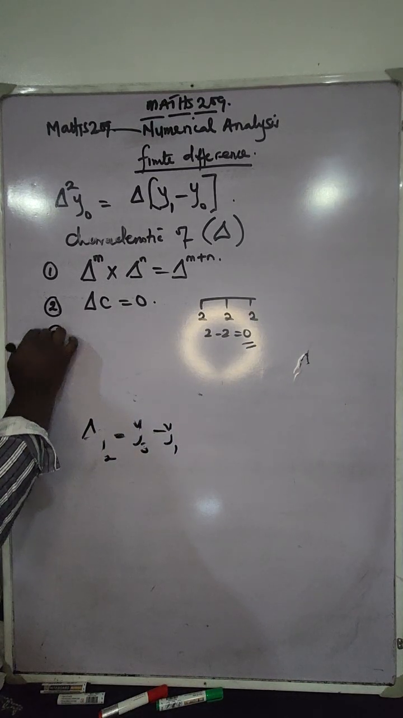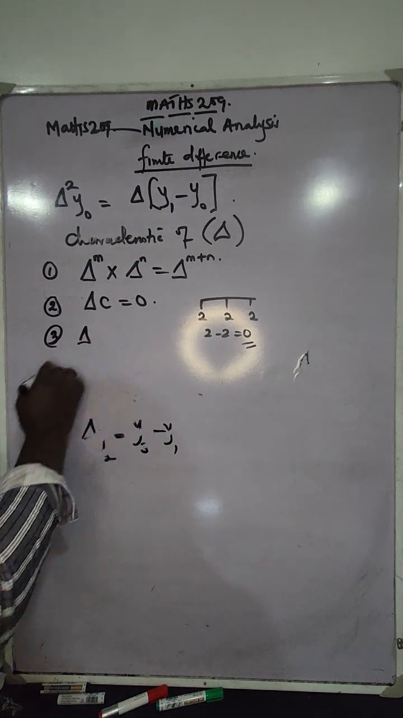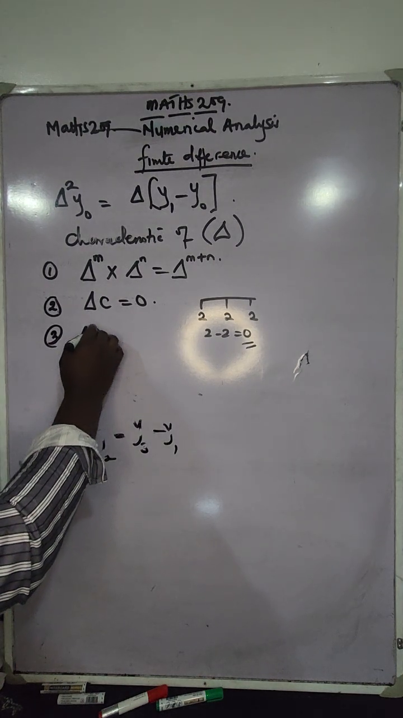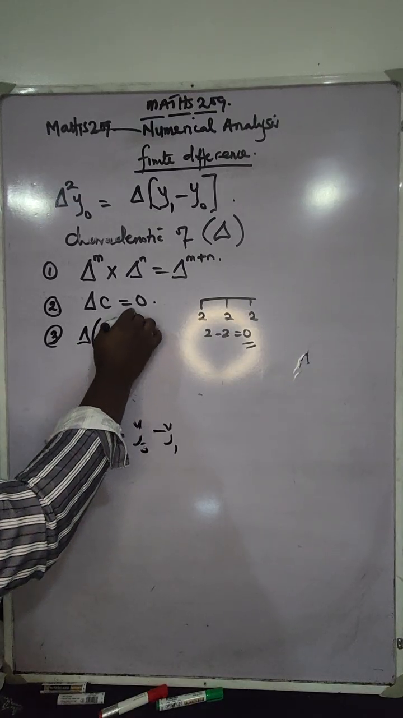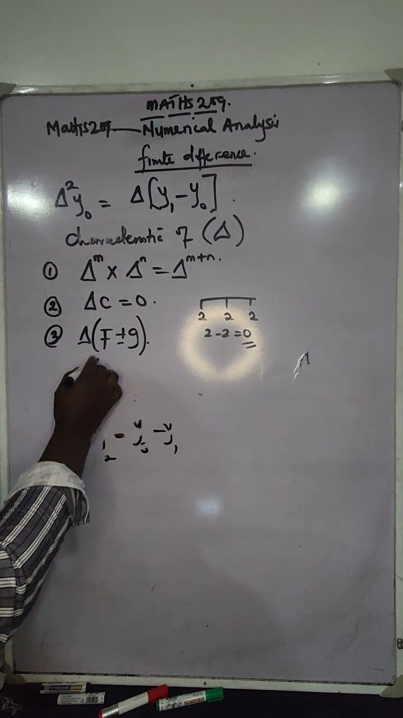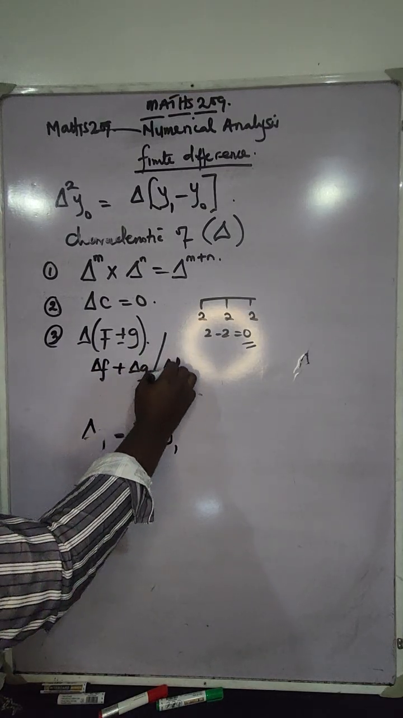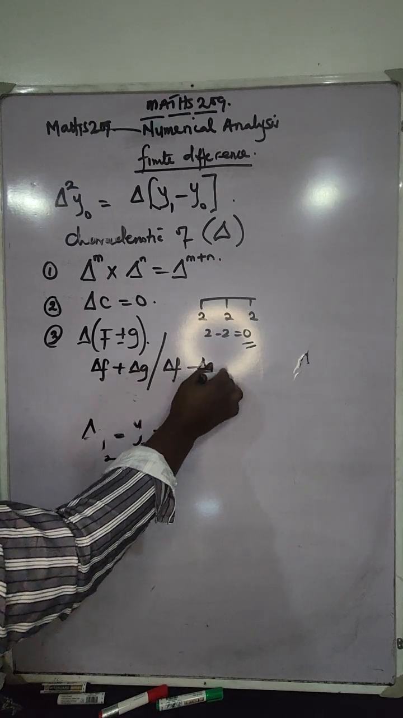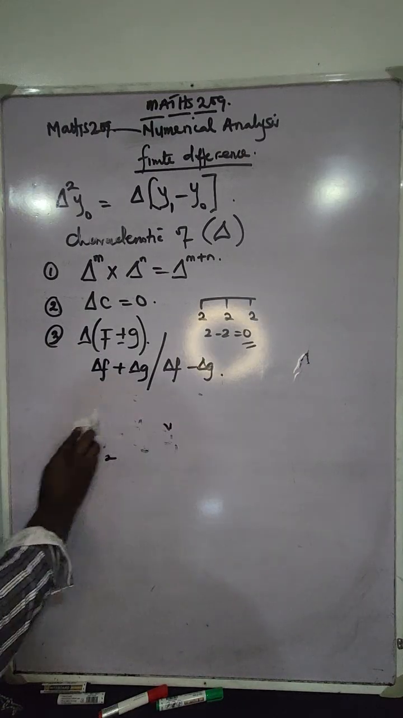The third is that it has the ability to open brackets. So if I say the forward difference of, let's assume, f plus or minus g, you can simply say forward difference of f plus forward difference of g, or forward difference of f minus forward difference of g. So it can open brackets. That's the ability to open brackets. Let's not forget.